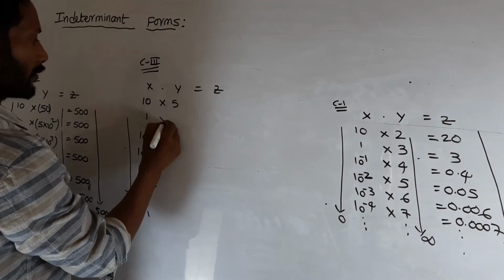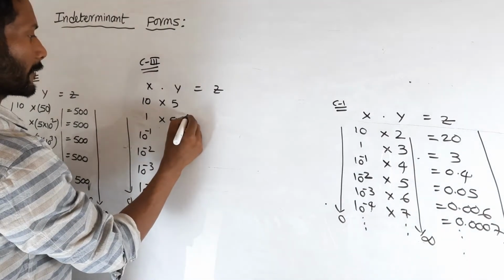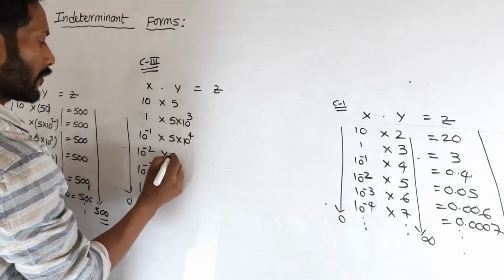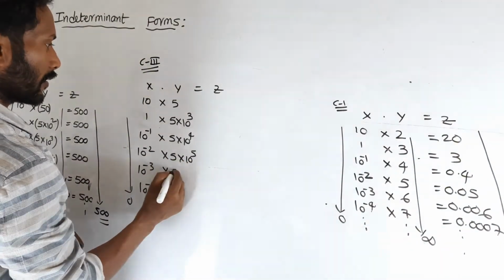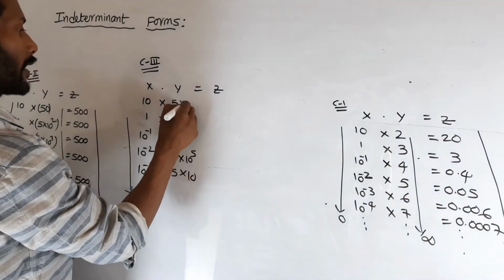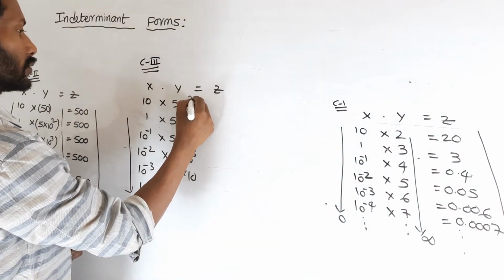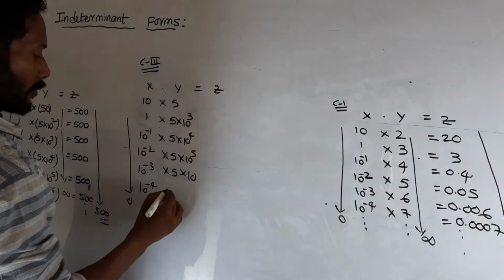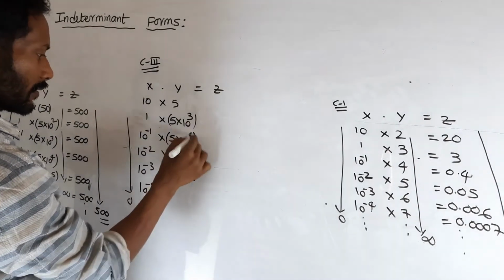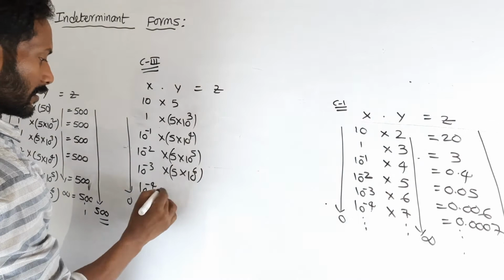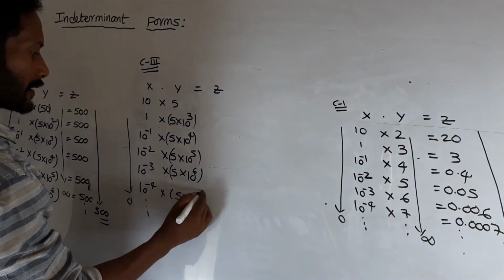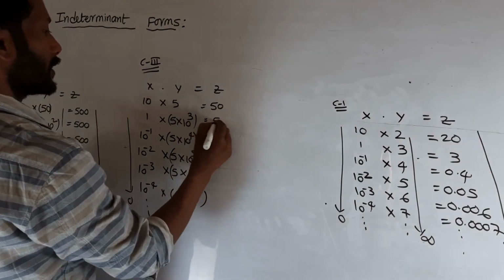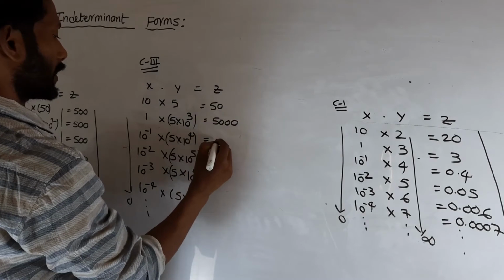Then y is 5 into 10 power 3, 5 into 10 power 4, 5 into 10 power 5, and so on, 5 into 10 power 6, 5 into 10 power 7. So the answer is 50, this one is 500, this one is 5000.